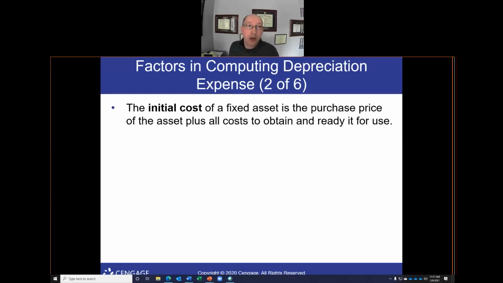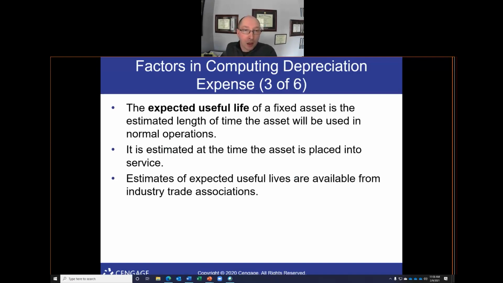So remember, step 1, figure out the initial cost. That's the purchase price plus all of the related costs to obtain it: purchase price plus installation plus delivery plus modifications minus any errors or defects. It's the cost of acquiring it plus getting it ready for use. Step 2, expected useful life. Figure it out. Like I said, the IRS typically tells us how long things are supposed to last.